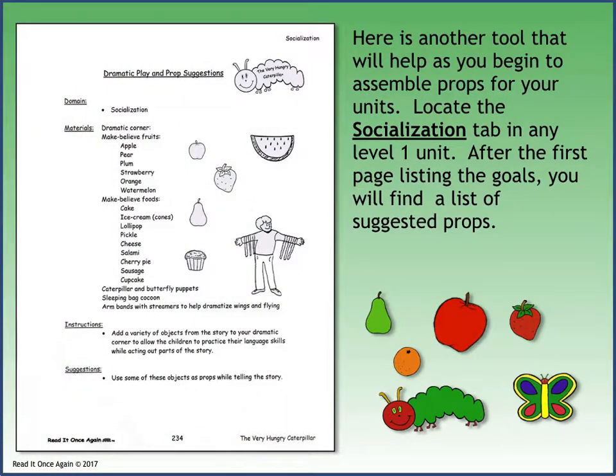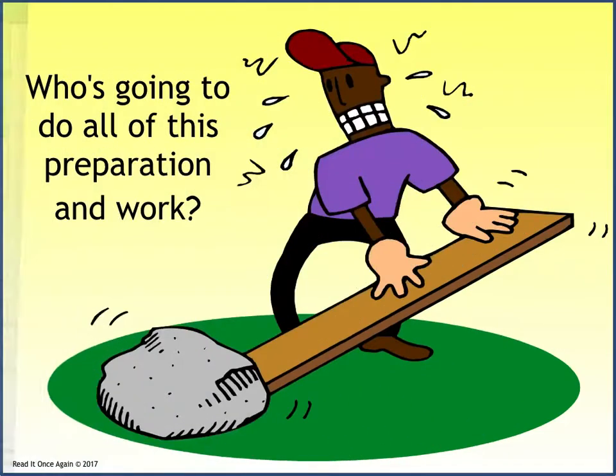Here is another tool that will help you to begin to assemble props for your units. Locate the Socialization tab in any Level 1 unit. After the first page listing the goals, you will find a list of suggested props. Who's going to do all this preparation work?